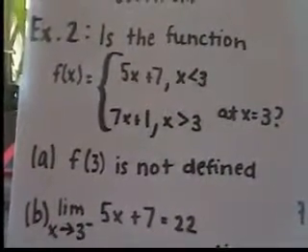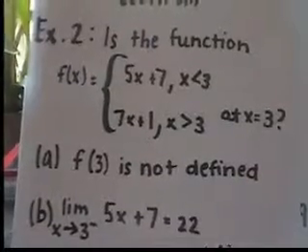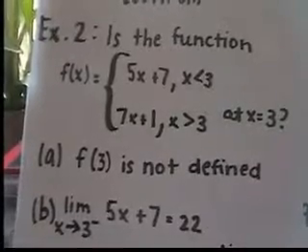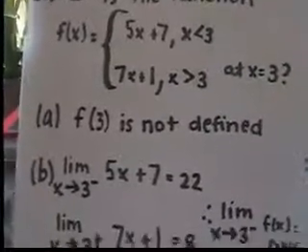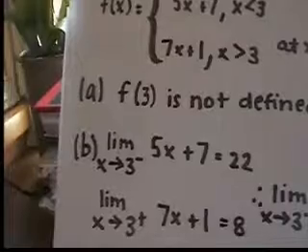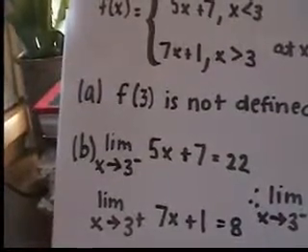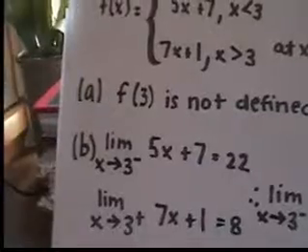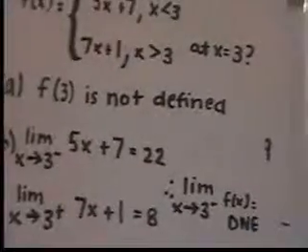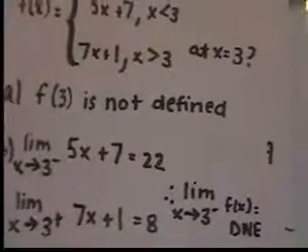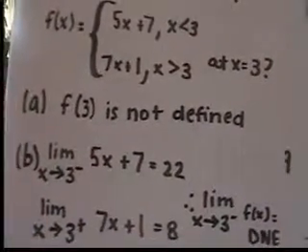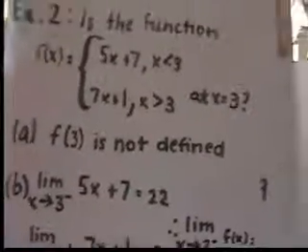The limit of 5x plus 7 as x approaches 3 from the left side, because x is less than 3, equals 22, because you plug in 5 times 3 plus 7, which equals 22. The right side limit, of 7x plus 1 as x approaches 3 from the right side, because x is greater than 3, equals 22 and 8, of course, as us Georgia Tech students should know, does not equal. Therefore, the limit as x approaches 3 does not exist, which means this function is not continuous. That is my discussion on continuity.